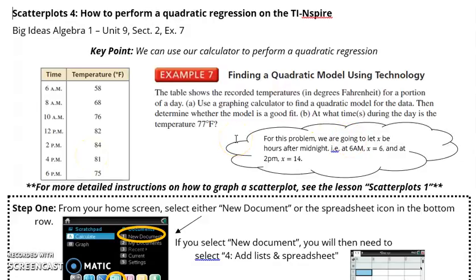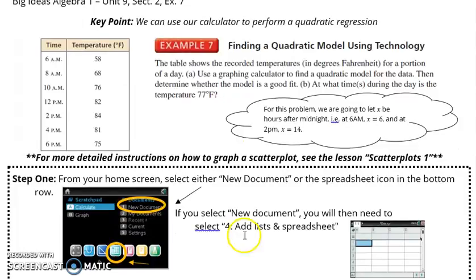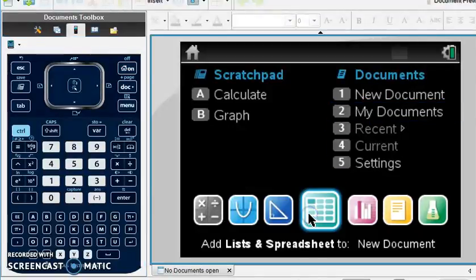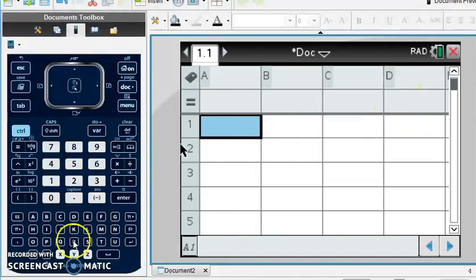So we're going to go ahead and graph our data. If you want a more in-depth examination of how to enter the data and such, you can look at the Scatterplots 1 video, but we'll do that briefly together. So I'm going to go ahead and enter my data into a spreadsheet. Go ahead and pause the video right now and enter your data as well.